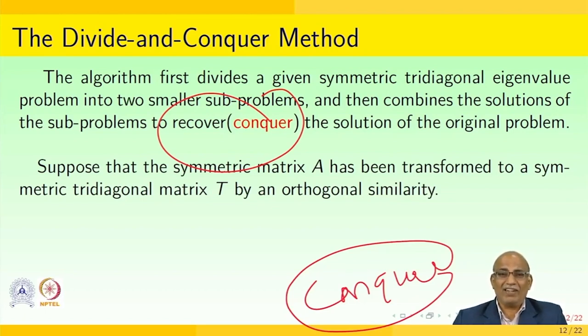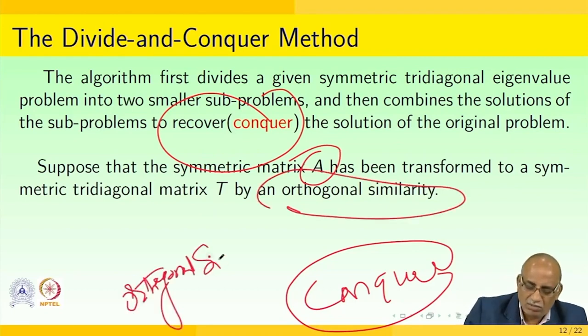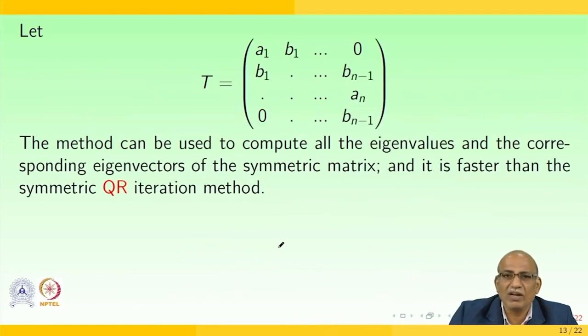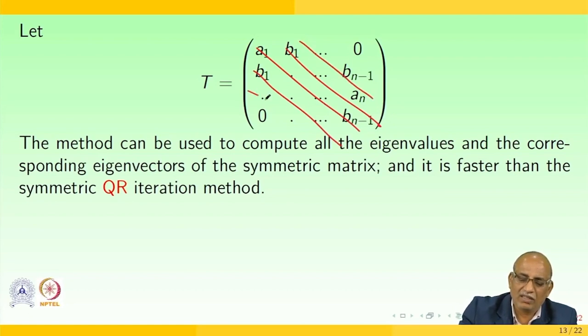Suppose that the symmetric matrix A has been transformed into a symmetric tridiagonal matrix T. So, we transform this matrix A into symmetric tridiagonal matrix T by orthogonal similarity. If you use orthogonal similarity, then let T be the matrix, and this is the main diagonal, this is the subdiagonal, and at the end these are all zeros.